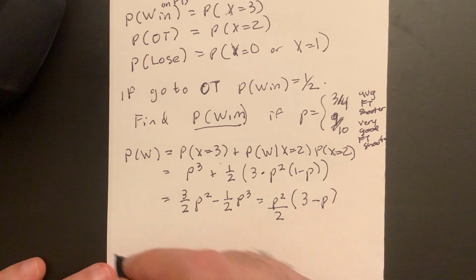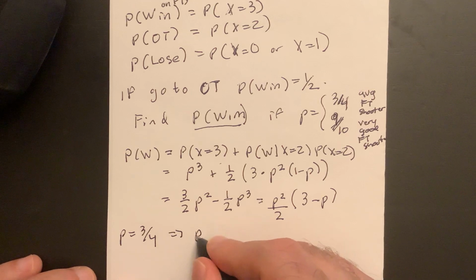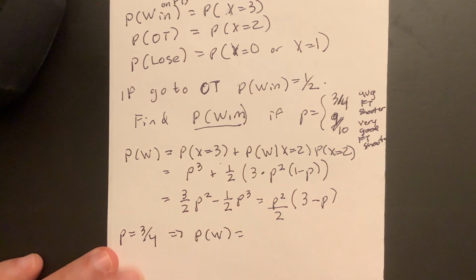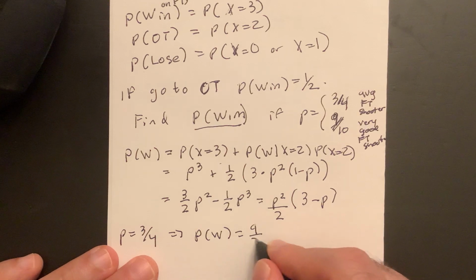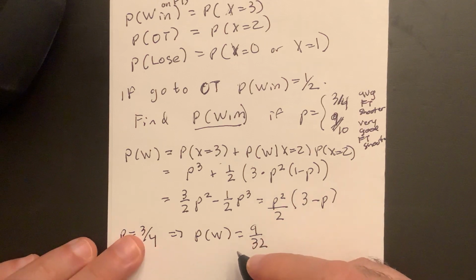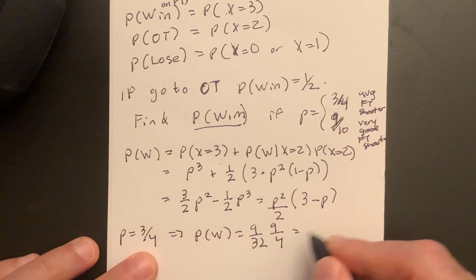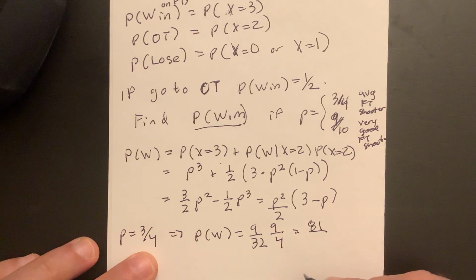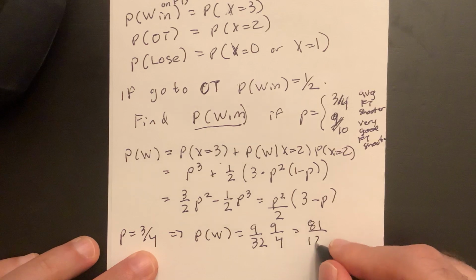So if p equals 3/4, this leads to probability of a win equals, what comes out here, I have 3/4 squared over 2, I get 9 over 32. And now I have 3 minus 3/4, so that's 9/4. So 81 over 128.